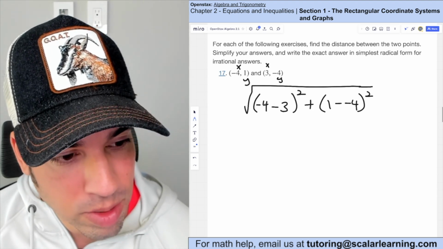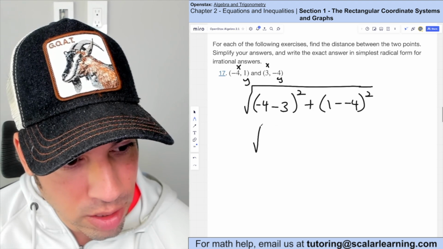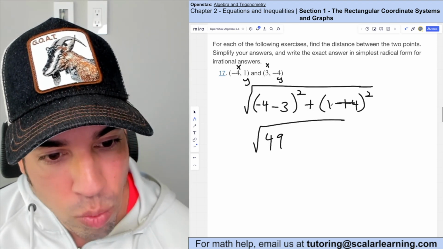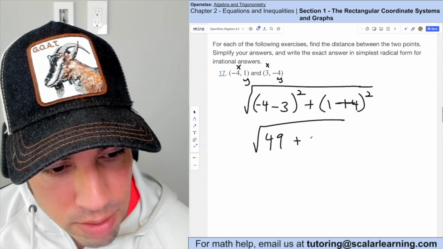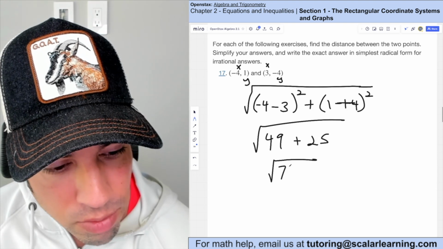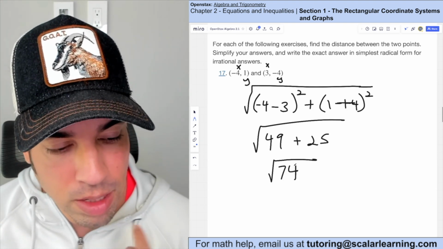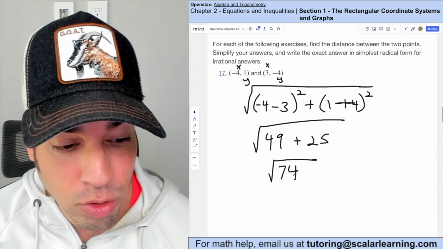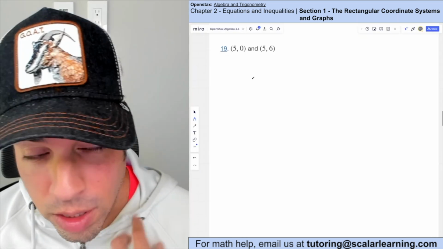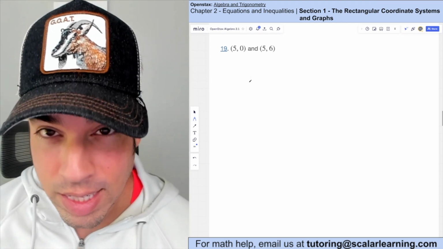So this becomes -7 squared is 49 positive. This becomes a plus, so 1 plus 4 is 5 squared is 25. 49 plus 25 is 74. And that can be broken up into 2 times 37. Neither of those are perfect squares, so this is the final answer. Done.